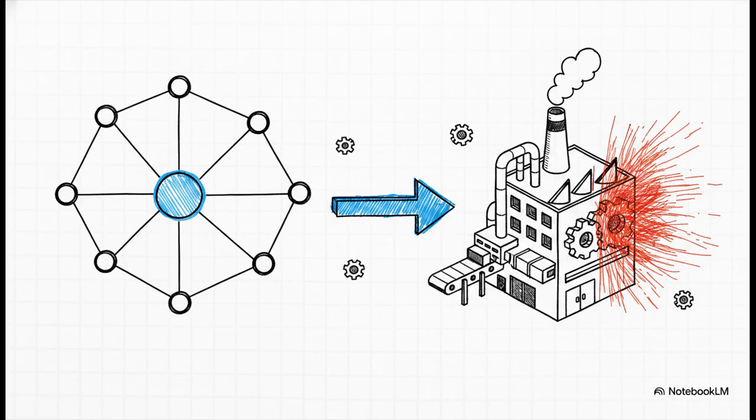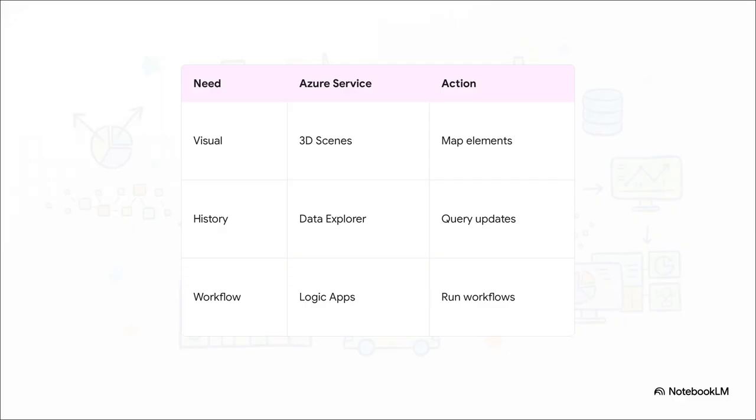Let's be honest though, for most subject matter experts, staring at APIs and JSON code isn't exactly the best way to understand a factory floor. And that is exactly why Azure offers the 3D Scene Studio. Using a low-code builder, you can map visual 3D elements directly to the digital twins in your graph. So, if a machine overheats, it visually flashes red right there in your immersive 3D model. Pretty cool, right?